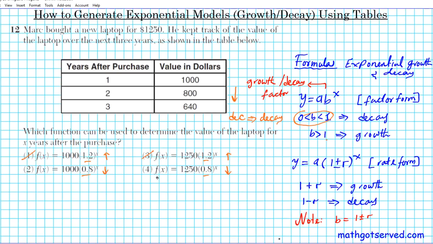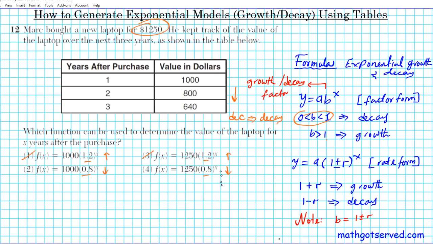Now to know what the final answer is, just think about what was the original amount, the original price. The original price was $12.50. So whichever one has $12.50 and it's a decay model, the answer is option 4. All right, so that's just a quick way to do it. Just look at the table. Is it increasing or decreasing? And then look at the initial amount and you can generate the answer.